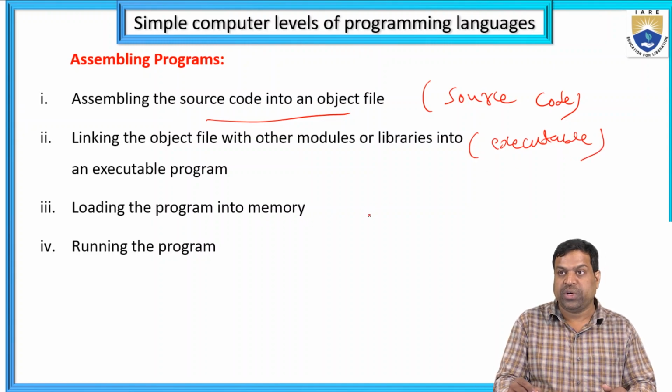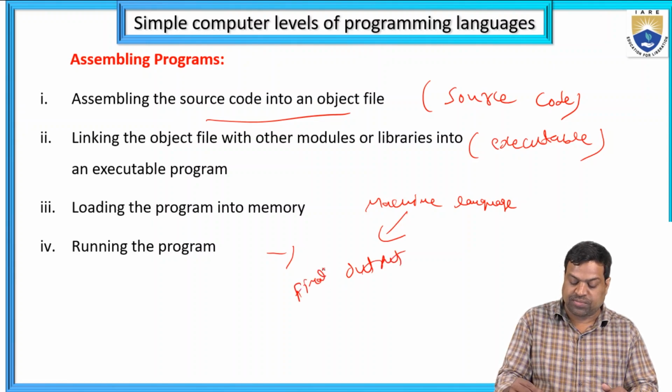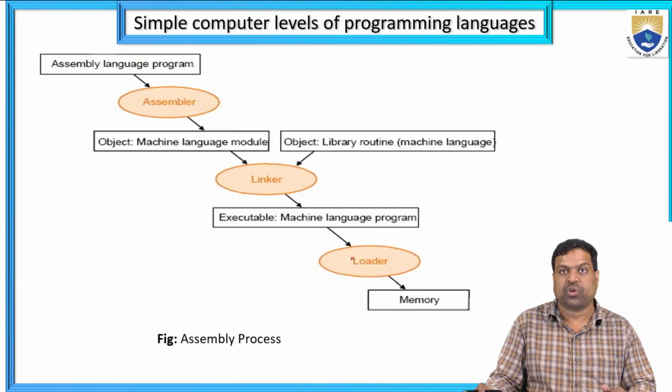Then loading the program into memory. Loading to memory means converting to machine language. Then running the program. Running the program means the machine language is running. Then only will I get the output. Finally we get the output. It is the process of an assembly program.